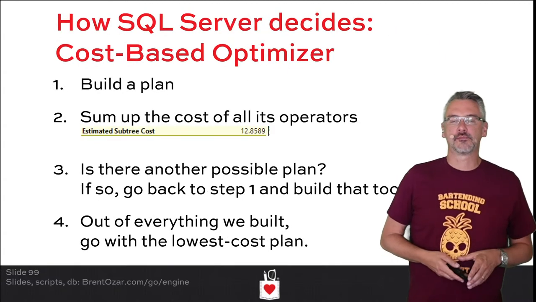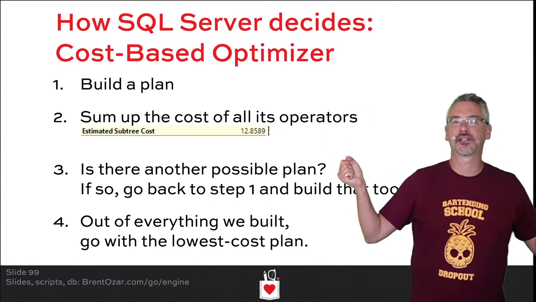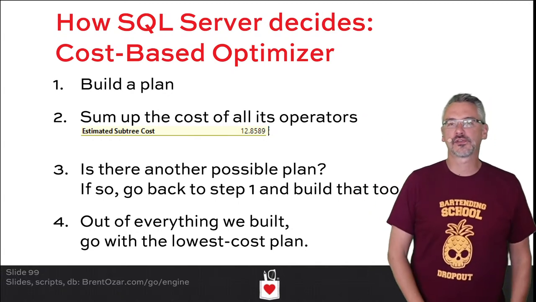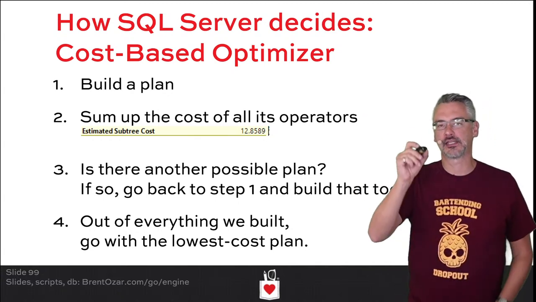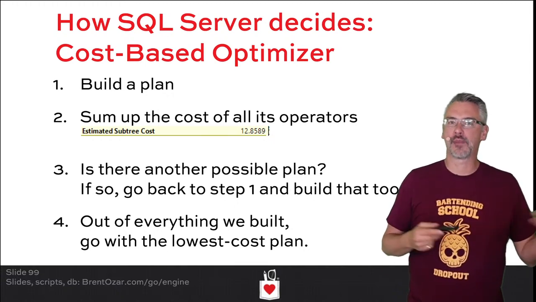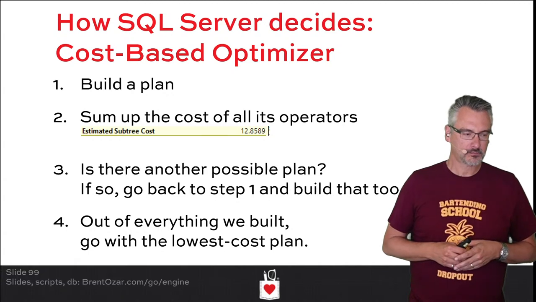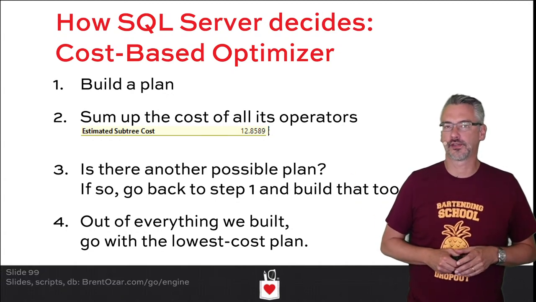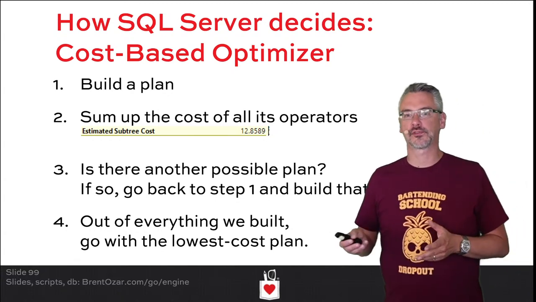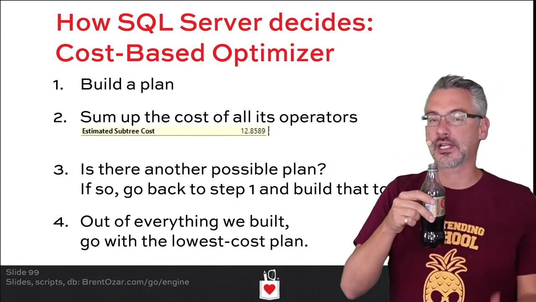So SQL Server has to make this decision before the query even starts, and it's not allowed to pop open the tables and start reading data in order to figure things out. SQL Server is going to go build an execution plan and then sum up the costs of all the operators in it. Then it's going to go back, kind of like a choose your own adventure book, and choose a different plan. It's going to try to build other versions of the plan, doing table scans versus index seeks, processing different tables first, and then figure out which one of the versions is the lowest cost, and it runs with that.